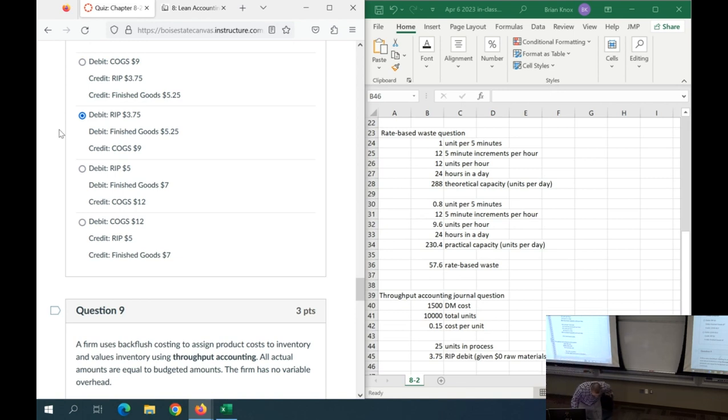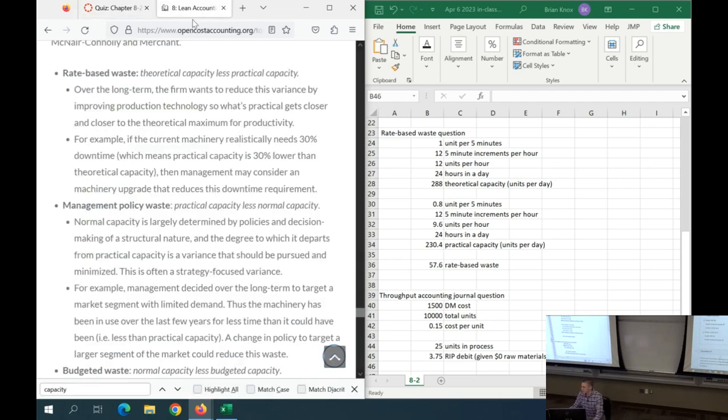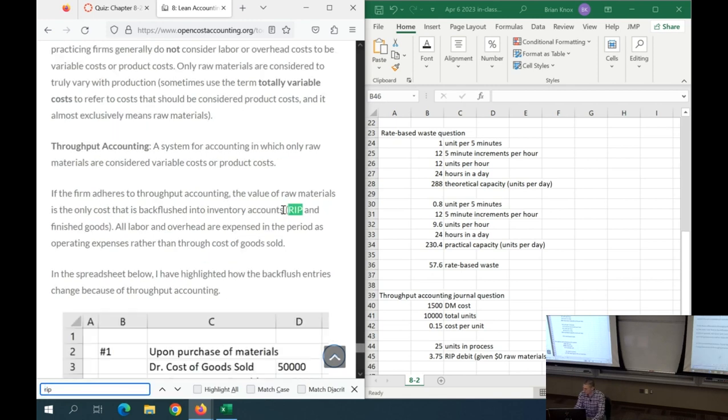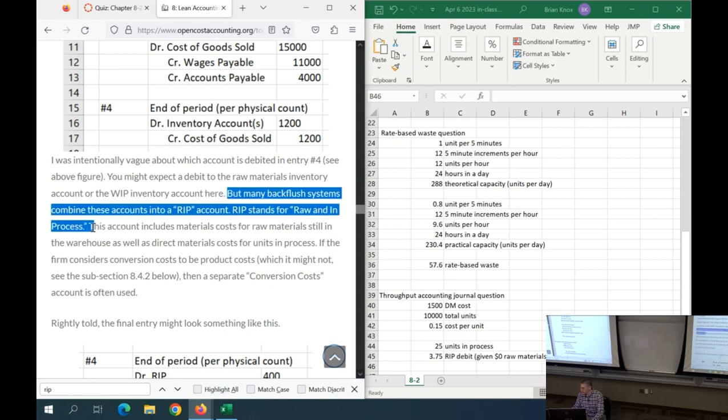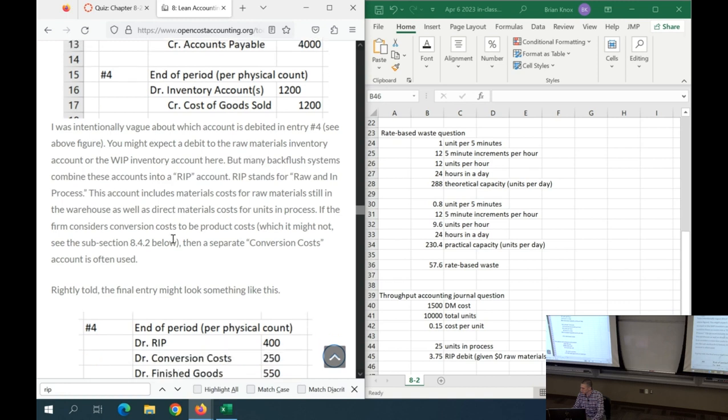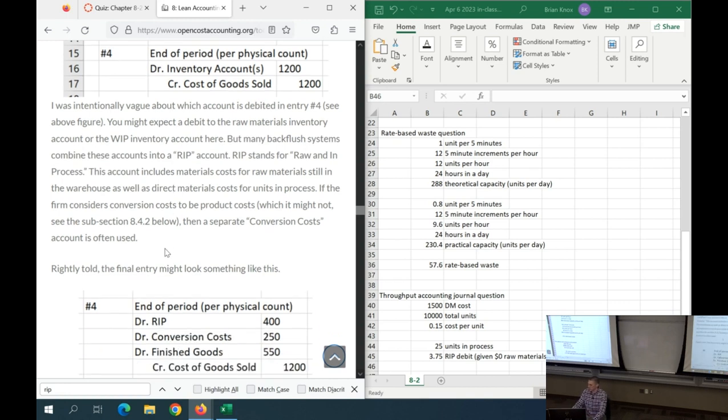Yeah. On these questions, let's see, where do I introduce it here? All right, so many backflush systems combine these accounts into a RIP account for raw and in process. We're going to assume that they're using the traditional backflush system, so it's using the different definitions of inventory accounts. Yep.